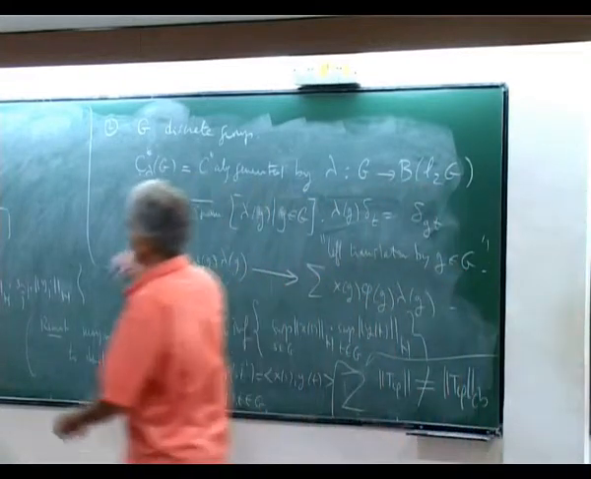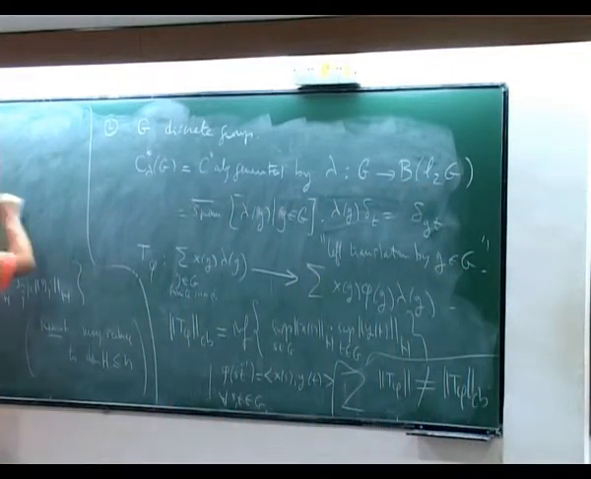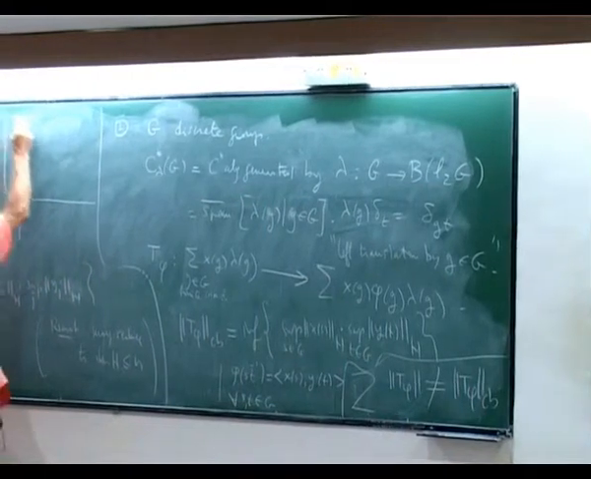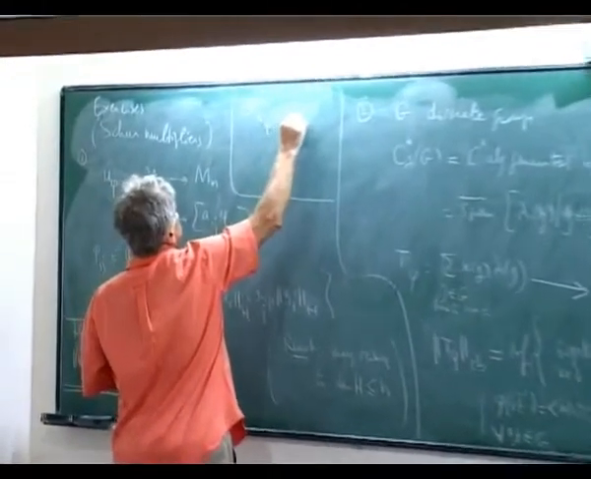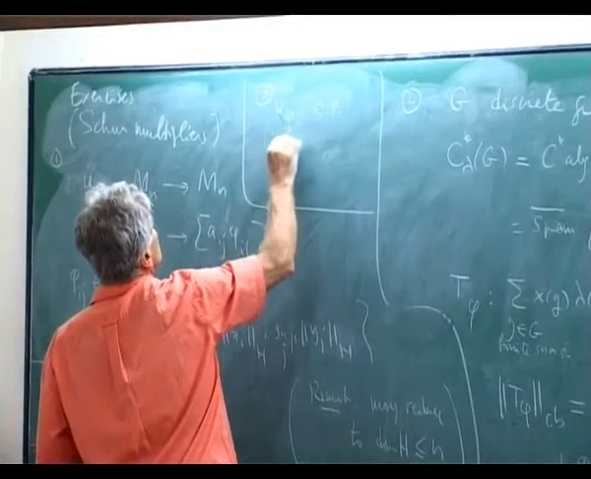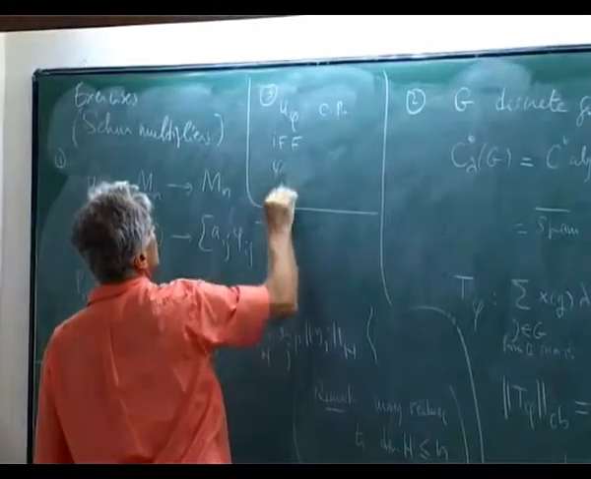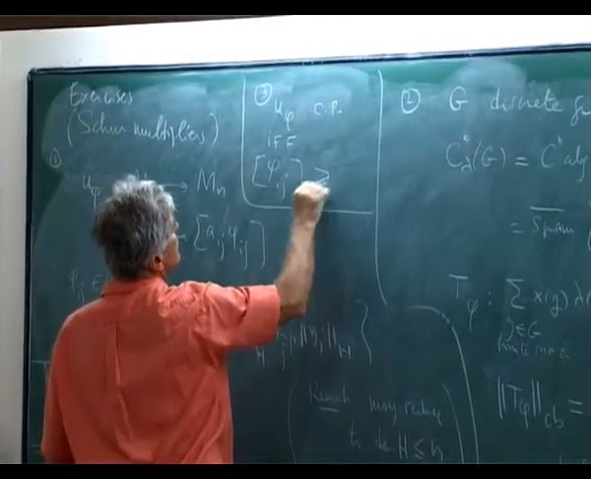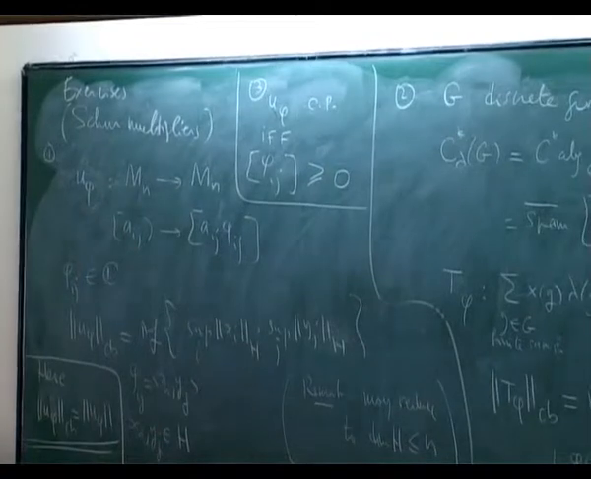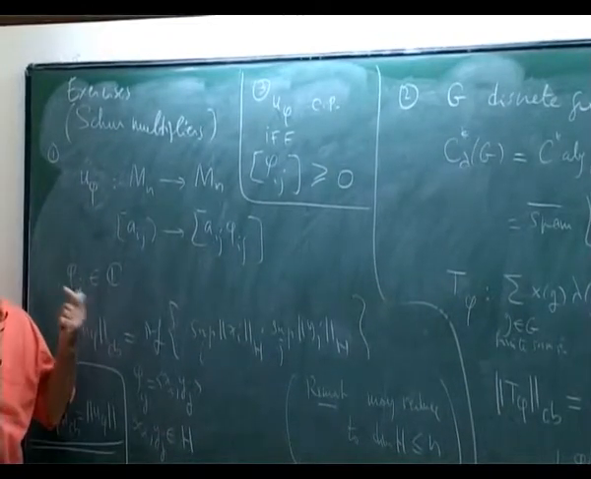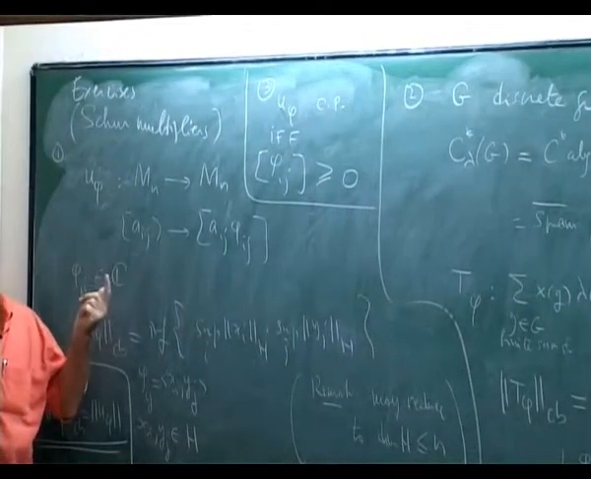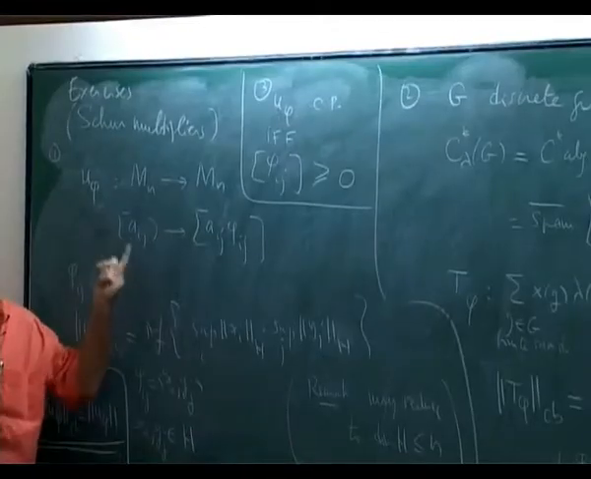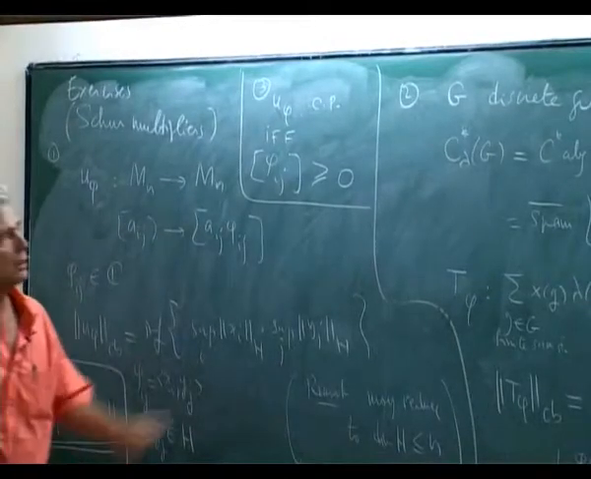And then finally, another insertion is that here this u phi will be completely positive if and only if the matrix p_ij is positive. But this one I think we have probably from a corollary of the result of Choi.